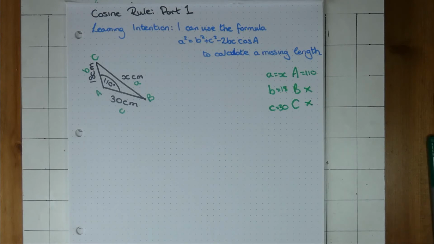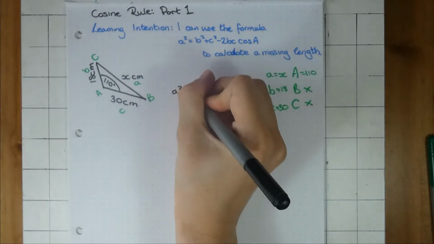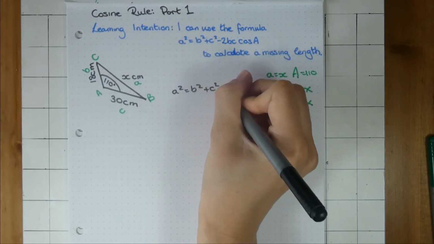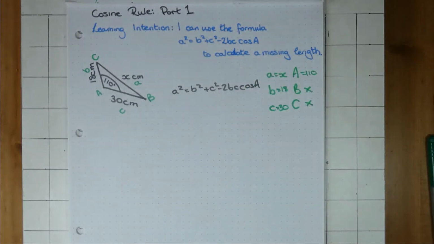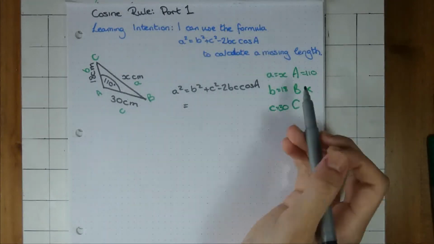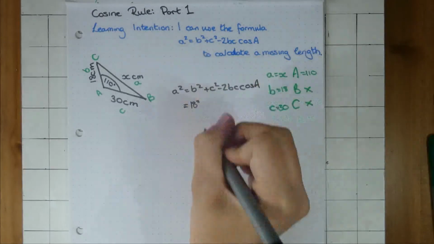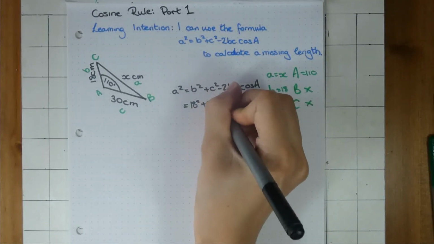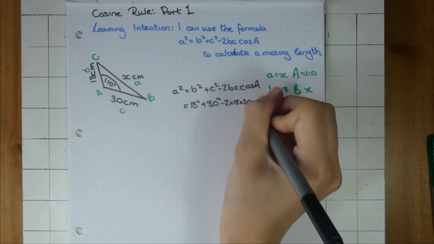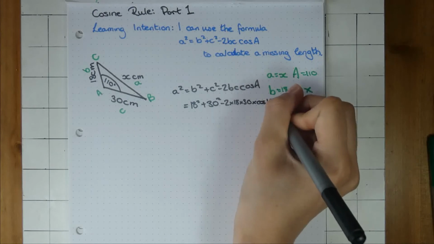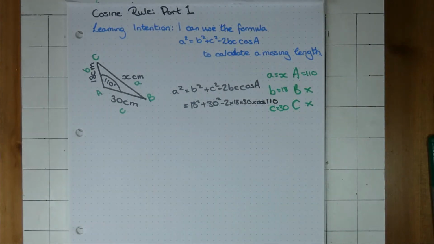Once you've written it out, it is a case of copying your formula. So let's do this in black. Copying your formula, so we have a squared equals b squared plus c squared minus 2bc cos A. And as I said, I know that's a long formula. But the next step is we just put our numbers in. So b squared, we've got 18 squared, plus 30 squared, take away 2 times 18 times 30 times cos 110. It's very easy to run out of space there.